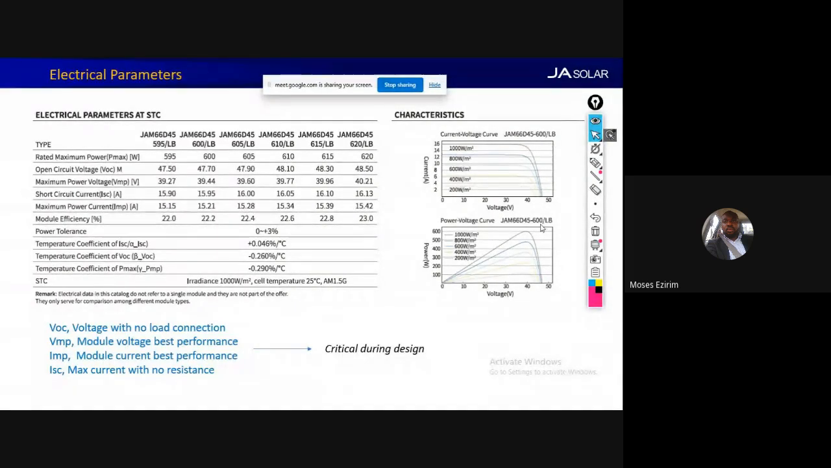The VOC. VOC is voltage with no load connection. All right. If you bring out your panel and you are testing it, what you are getting is the VOC. There is no load connection to it. Now, VMP is the module's best performance. So every designer strives to get the VMP and the IMP, all right? Because that is where we have our best performance, the VMP and the IMP. And the good thing about this is that remember the flow that I mentioned earlier, if you're doing a grid-tied system, all right, where you have your inverter and your PV system.